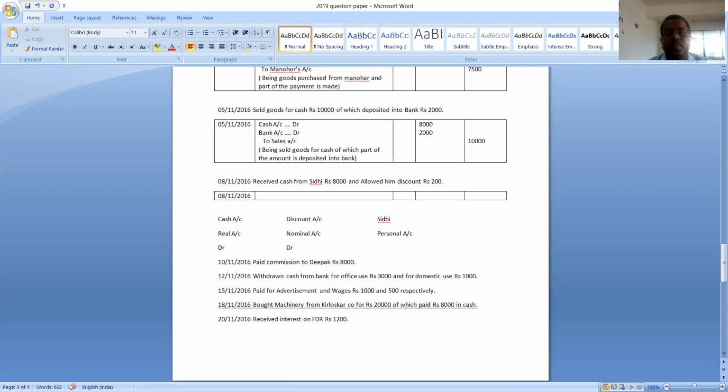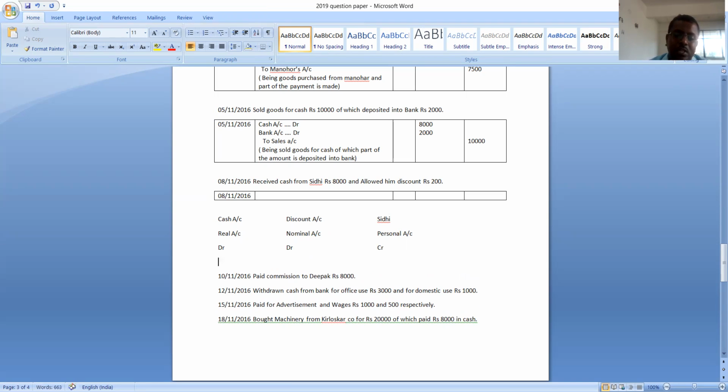Okay. Now, Siddhi is a personal account. What is the rule of personal account? Debit the receiver, credit the giver. So received cash from Siddhi. It means Siddhi is the giver. So which account should be credited now? Siddhi's account should be credited. Cash comes in, cash account debit. Discount is lost, discount account debit. Siddhi is the giver, Siddhi's account is credited.